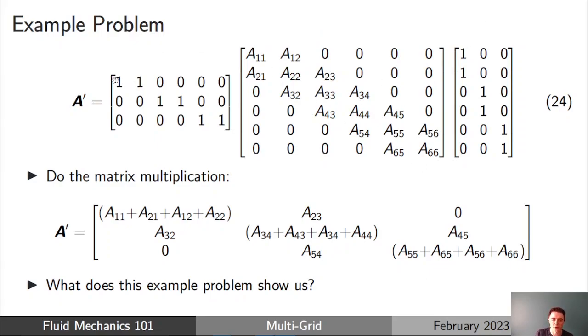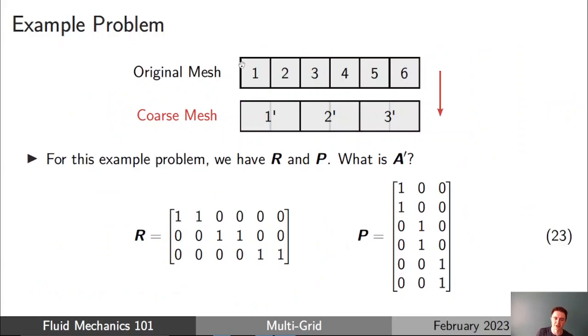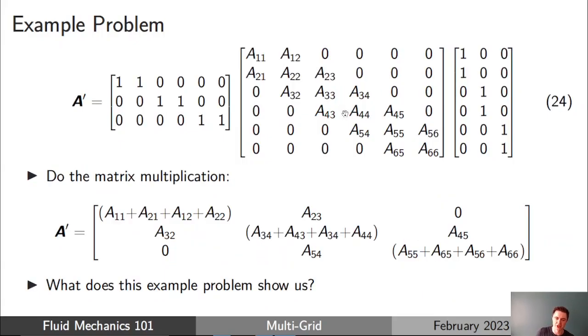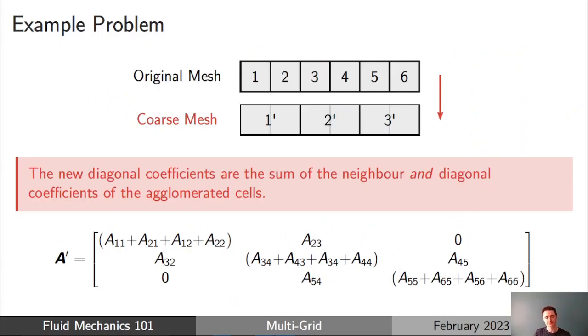But if you actually go through and multiply these results together, so of course you want the row multiplied by the column and so forth, you arrive at this form of the A prime matrix. And you can see here that it's got dimensions of 3 by 3. Got 3 elements, 3 by 3, whereas the original A matrix was of course 6 by 6, because we went from a 6 cell mesh to a 3 cell mesh. So our A matrix has gone from 6 by 6 to 3 by 3. But what are these coefficients? What's actually happened here, and what does it actually mean? What does it show us?